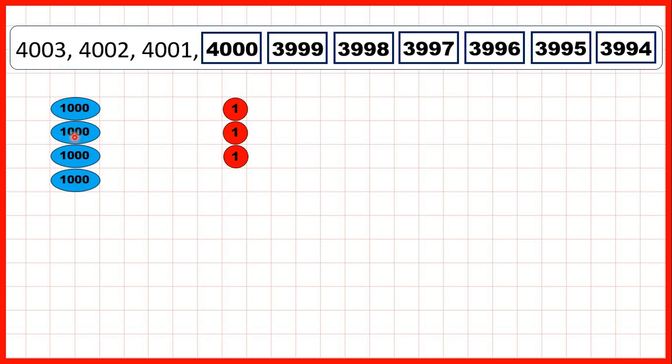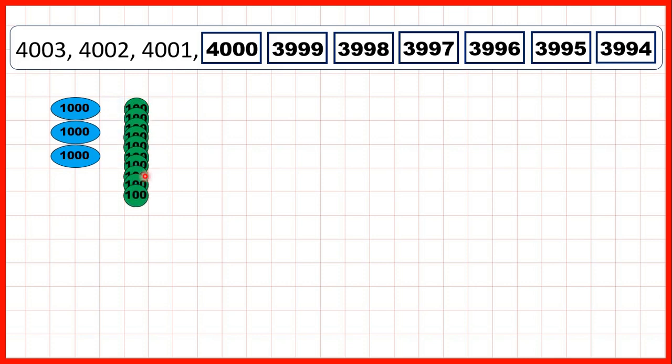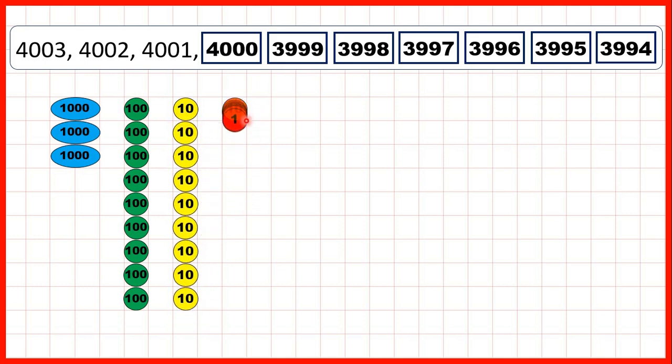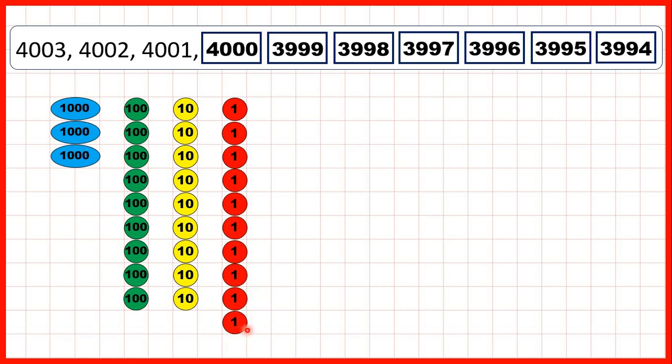So we start with 4003. We can take one away until we get to 4000. But then, to take one away from 4000, we need to exchange 1,000 for 10 hundreds. Then, take one of those hundreds and exchange it for 10 tens. And finally, take one of those tens and exchange it for 10 ones.